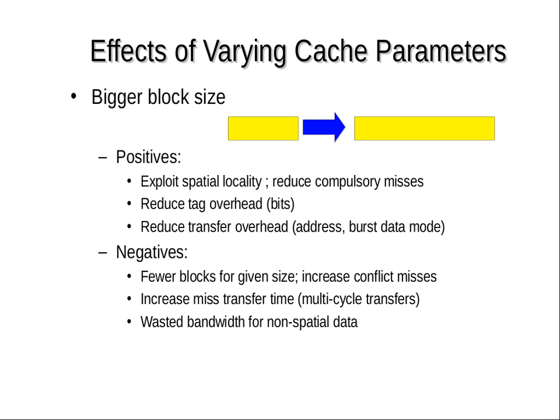Negative: fewer blocks for a given size. What that means is that if you had huge cache lines, then you may have some more conflict misses with your associativity. It increases the miss transfer time, because when you miss, you have to write it back out to memory, and if it goes beyond that burst cycle, you're going to be slowing down the machine because you have to do multiple cycles of writing it back to main memory. And you also waste bandwidth, because if you were just using this part of it, then the bandwidth for the rest is essentially wasted because you didn't need it.